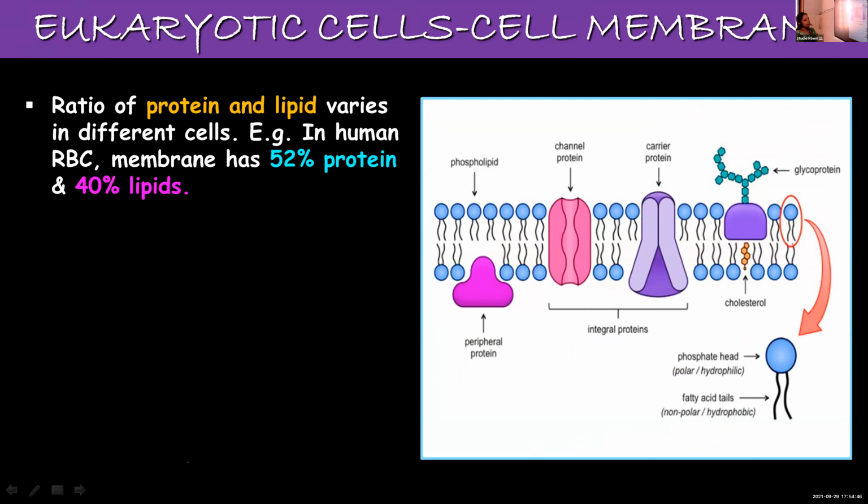Ratio of protein and lipid. You know that main components are proteins and lipids, but how much percentage is constituted by lipids and how much by proteins depends on different cells. Depending upon the cells, their ratio can be different. Here they have given the example of human red blood cells. Here the ratio is 52% protein and 40% lipids, and the remainder is carbohydrates and other components. So 52% of the membrane is constituted by proteins and 40% by lipids.